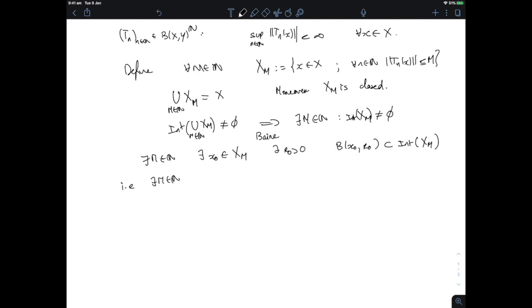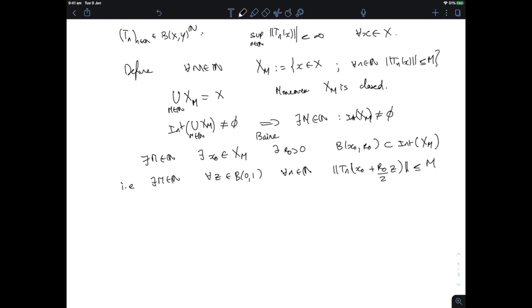There exists an M such that for every z in the unit ball, and for every n in N, the norm of T_n of x_0 plus r_0 over 2 times z, which describes an element of the ball centered at x_0 with radius r_0, is smaller than M.